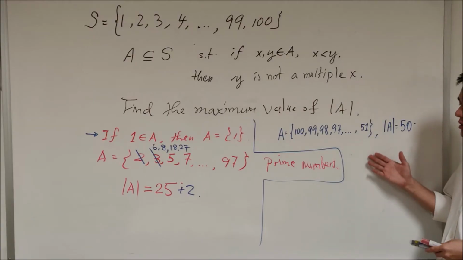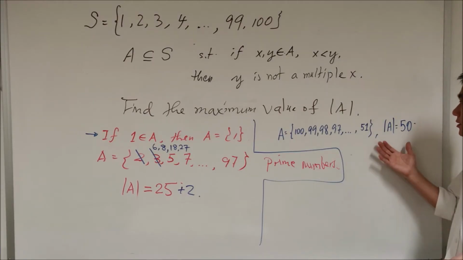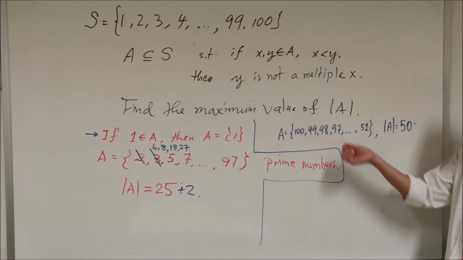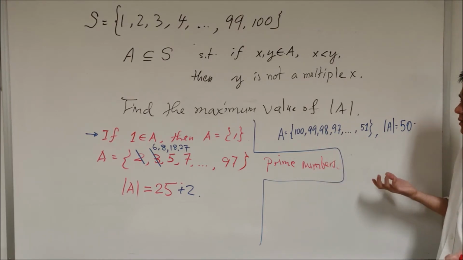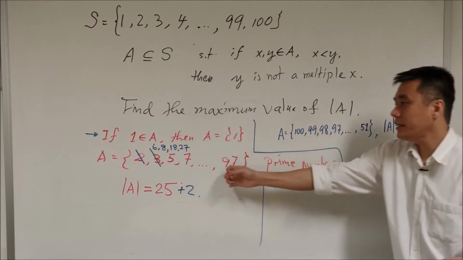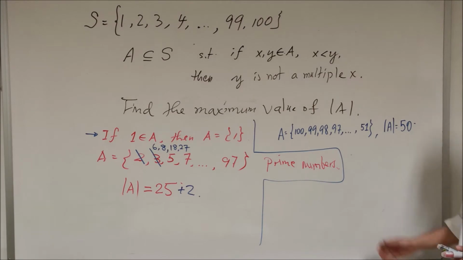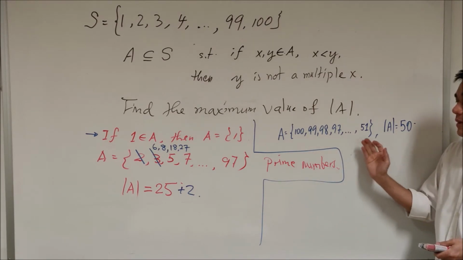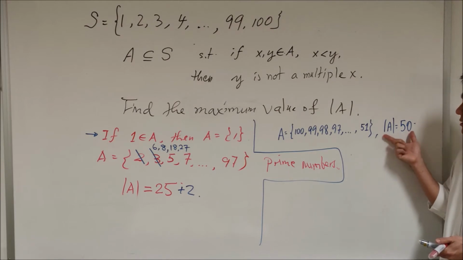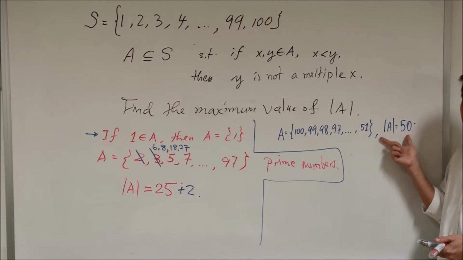And now the same question arises. Is it possible for us to do better? Can we add in more integers? Can we do some trade-off like what we have here? To answer this, we will use a method called the Pigeonhole Principle to show that this is indeed the maximum.